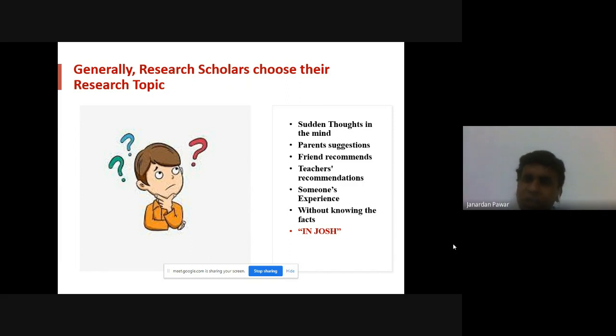Then teachers' recommendations. Sometimes, you know, we are very close to one or two teachers. So they see that you are very good in economics, you are very good in maths and all. So they suggest you to go for PhD, and they ask you to go for PhD in this particular subject. They say like that, "aap isme PhD karo, bas mujhe lagta hai ki aap isme kar sakte ho." So no doubt they know your potential and all. But at the same time, you know your potential better than others.